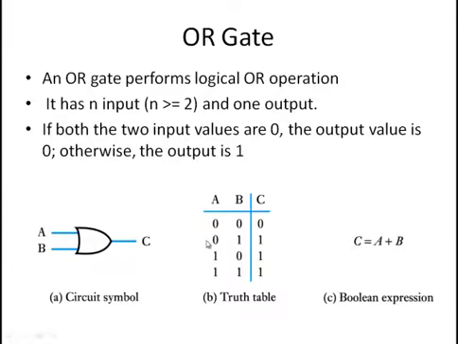Further, the important conclusive remark that can be drawn from this truth table is that if both the input values are 0, then the output value is also 0, otherwise the output is 1. It's just a simple conclusive remark from this truth table. Important are the symbol, truth table and Boolean expression.